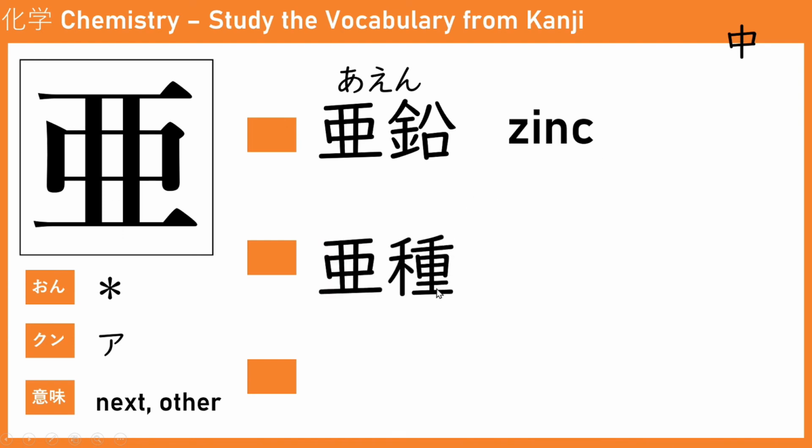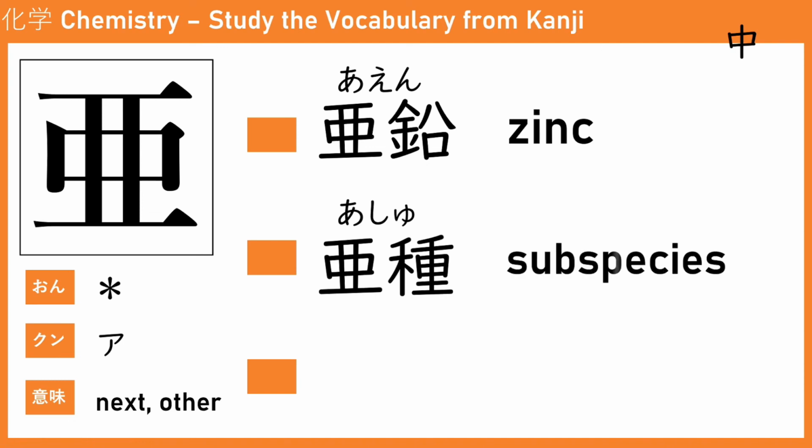While the next one is ashu. Ashu means subspecies. If you play games like Monster Hunter and you get a different color of some monster, that is the ashu. Or if you learn biology and you have learned about species, under species we have several differentiations, and you call them subspecies, ashu.